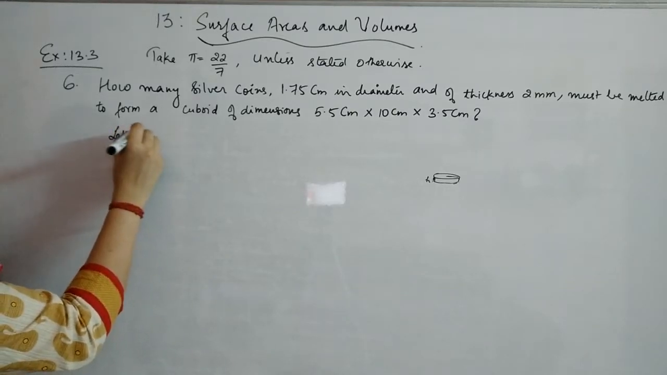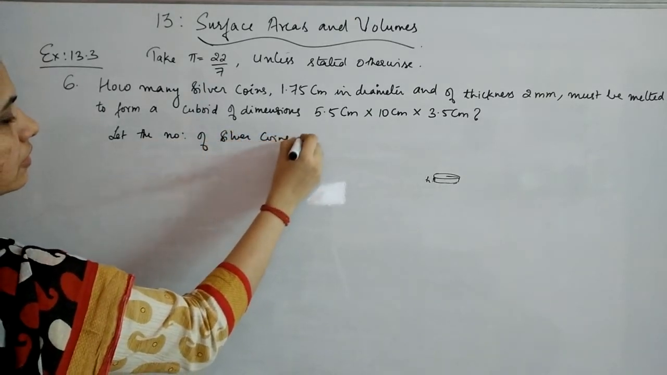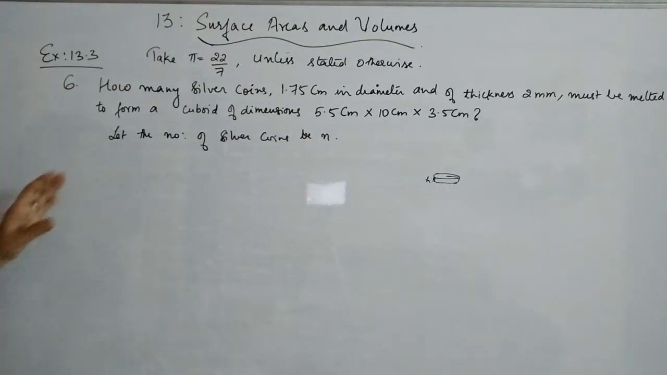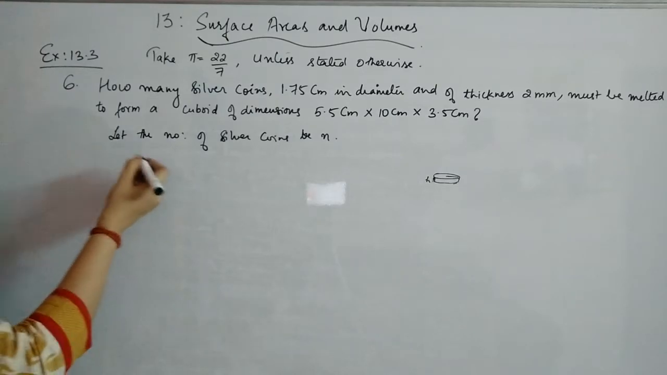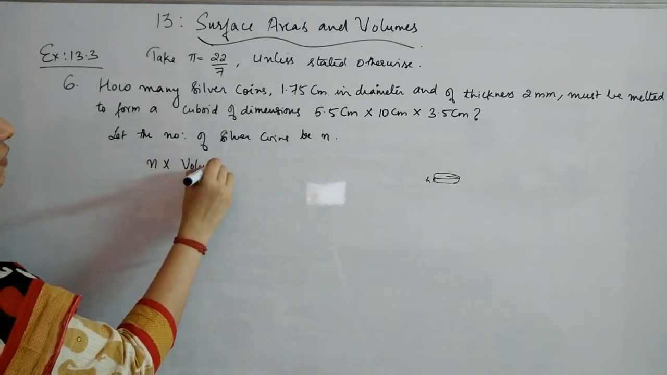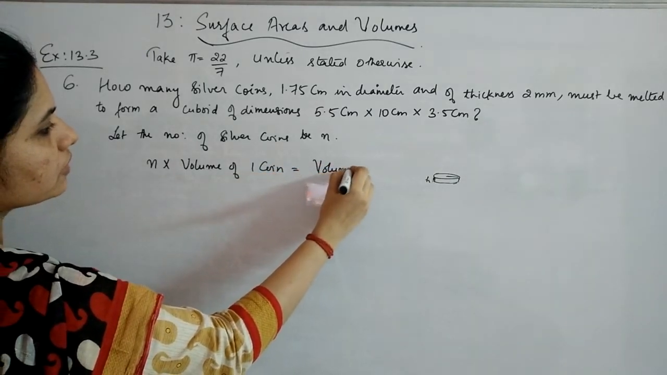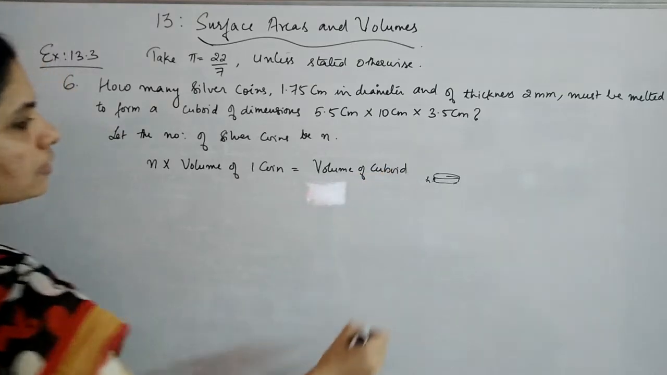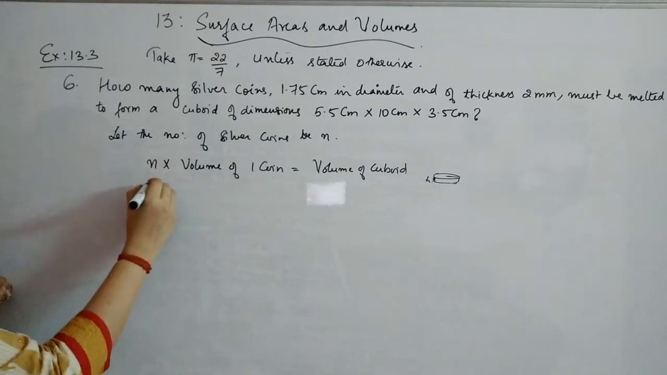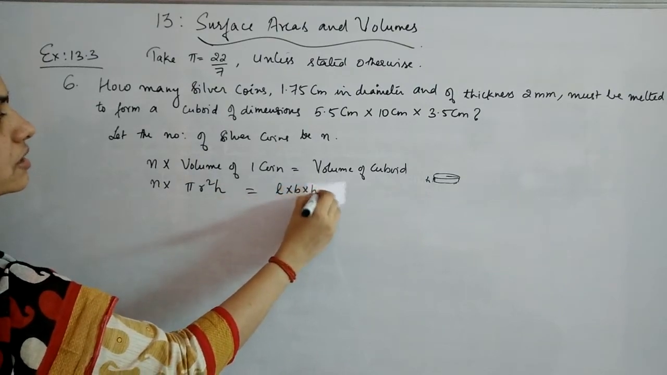Let the number of silver coins be n. Then n into volume of one coin is equal to volume of the cuboid. So now you have to replace volume of one coin with the cylinder's formula, pi r square h, and volume of the cuboid is lbh.